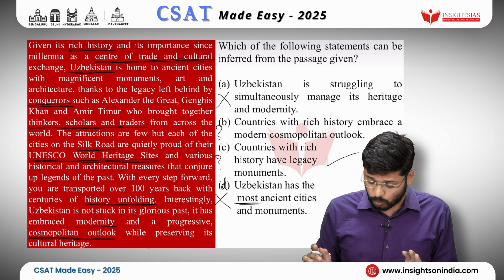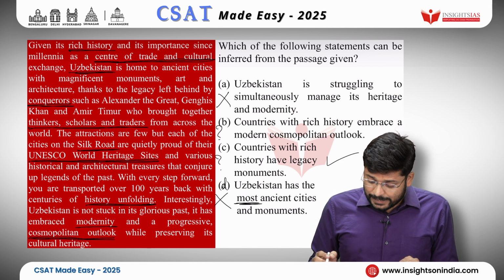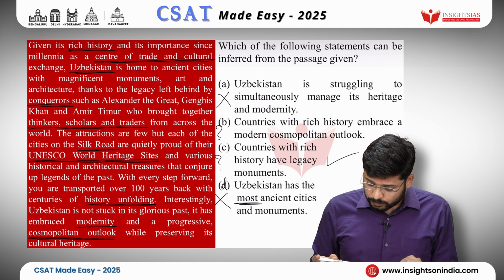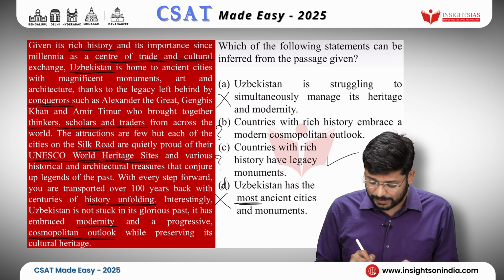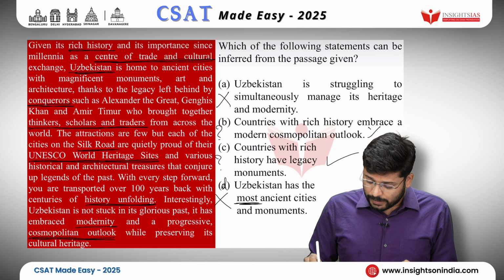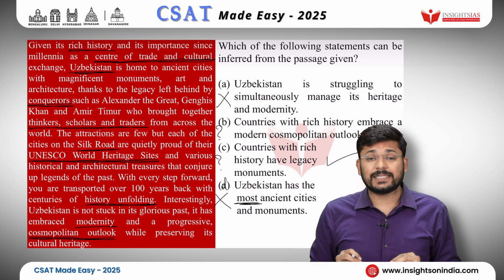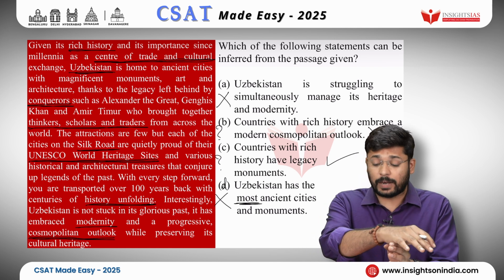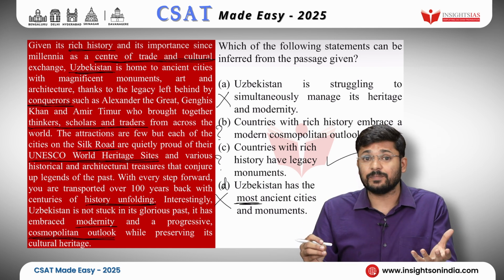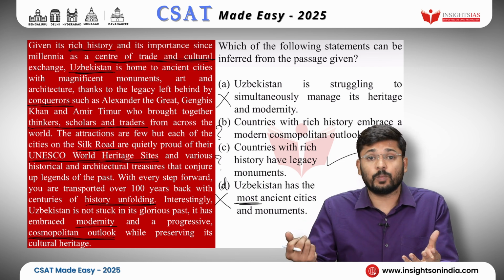Now let's go to option B again. Countries with rich history embrace a modern cosmopolitan outlook. Where is this? It is in the last sentence. Uzbekistan is not stuck in its glorious past. It has embraced modernity and a progressive cosmopolitan outlook while preserving its cultural heritage. I think we can now reject option B because the author is giving us an impression that Uzbekistan, even though it has a glorious past, even though it has a rich history, has embraced a modern cosmopolitan outlook.